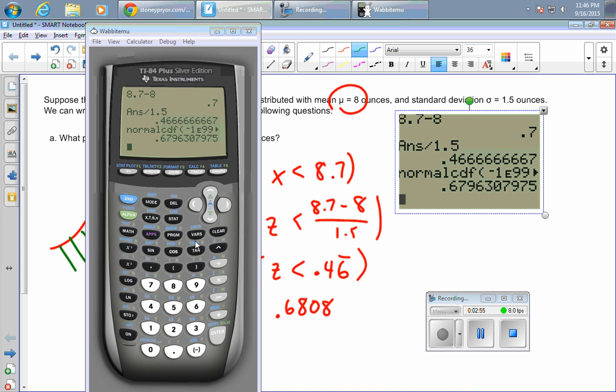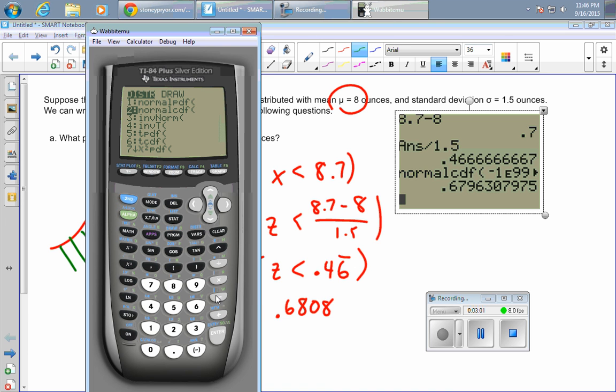Now some of you may have noticed I could also type this in slightly differently. So I'll do it again, second distributions, normal CDF, lower bound. Let's make the lower bound like it is. The upper bound now, I'm going to make it 8.7, talking about ounces. The mean here is 8 ounces, and the standard deviation is 1.5. When I hit paste, notice I get the same answer that I had before. Either way is acceptable, or you can simply use the chart if the technology is strange to you.